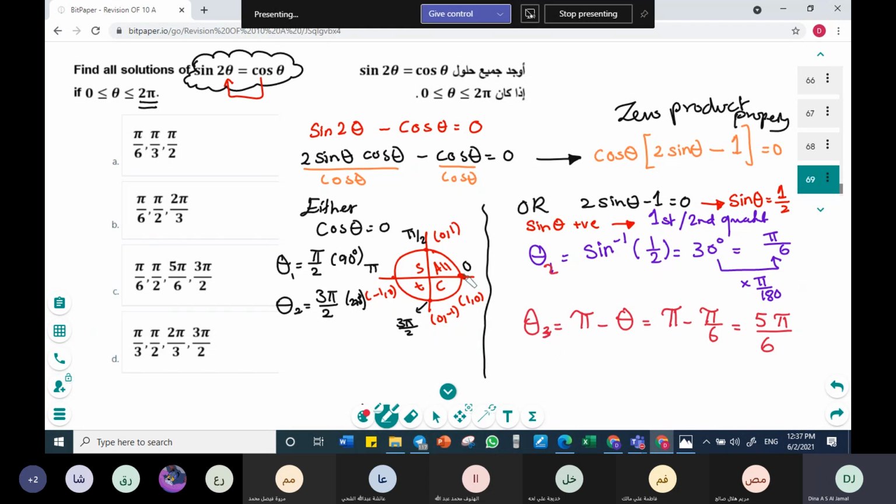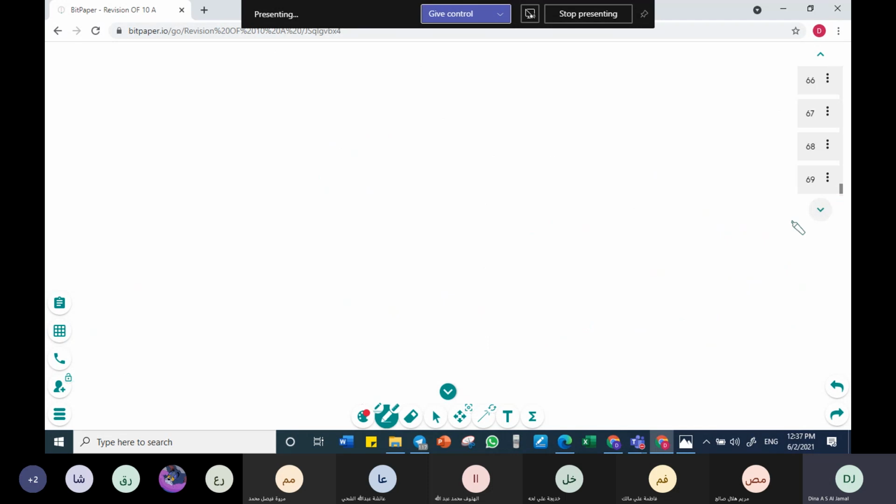So our answer will include pi over 2, pi over 6, 5 pi over 6, and 3 pi over 2, and this is your answer, C. Now the last question in the exam.